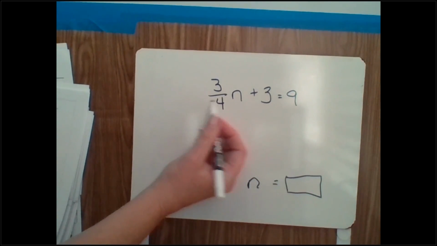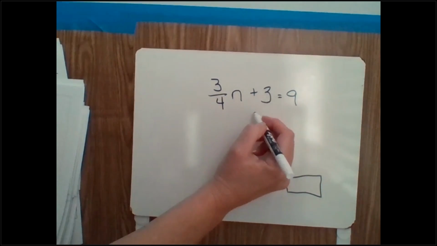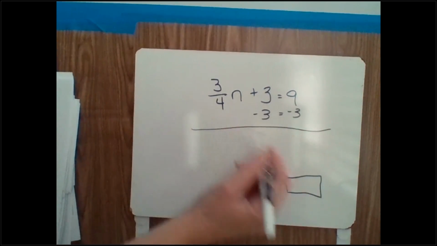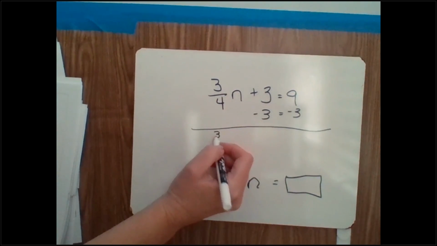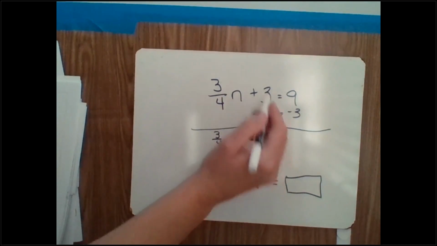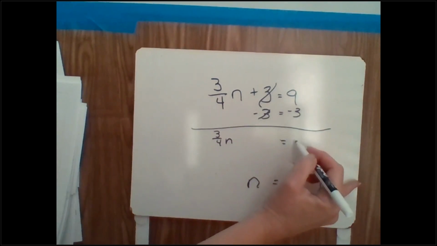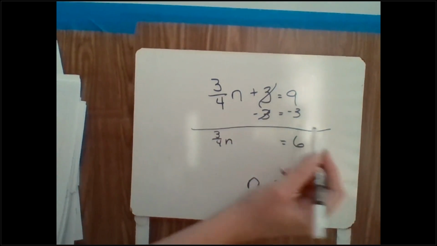The n's are on the left, so I'm going to leave them there. Undo plus 3 by saying minus 3. Do that on both sides. I still have my 3/4 n. That 3 is going to cancel. Bring down my equal sign. 9 minus 3 is going to equal 6.